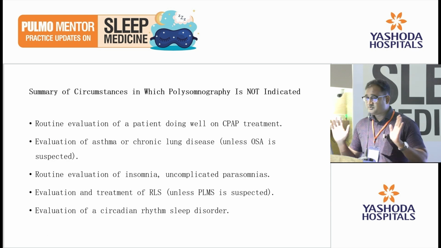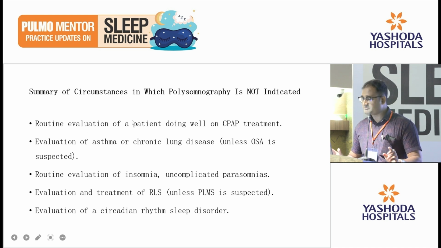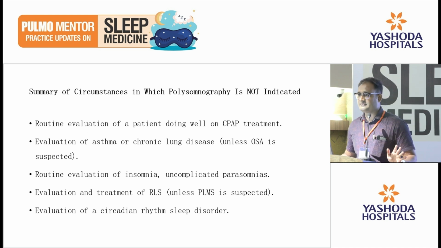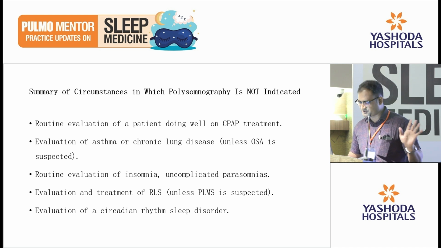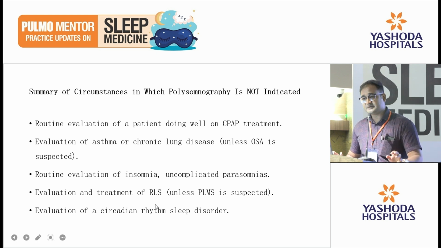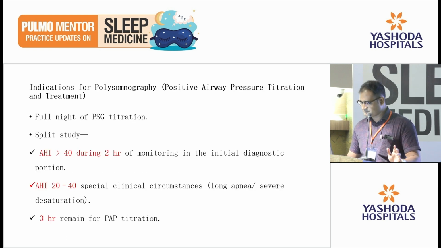Then, in which circumstances shouldn't you go for your polysomnography? Routine evaluation of a patient doing well on CPAP treatment. So there is no indication of repeat polysomnography. Evaluation of asthma or chronic lung disease patient unless OSA is suspected. Routine evaluation of insomnia or uncomplicated parasomnia, it is not indicated. Evaluation and treatment of RLS, as I have already mentioned, and evaluation of the circadian rhythm disorder.